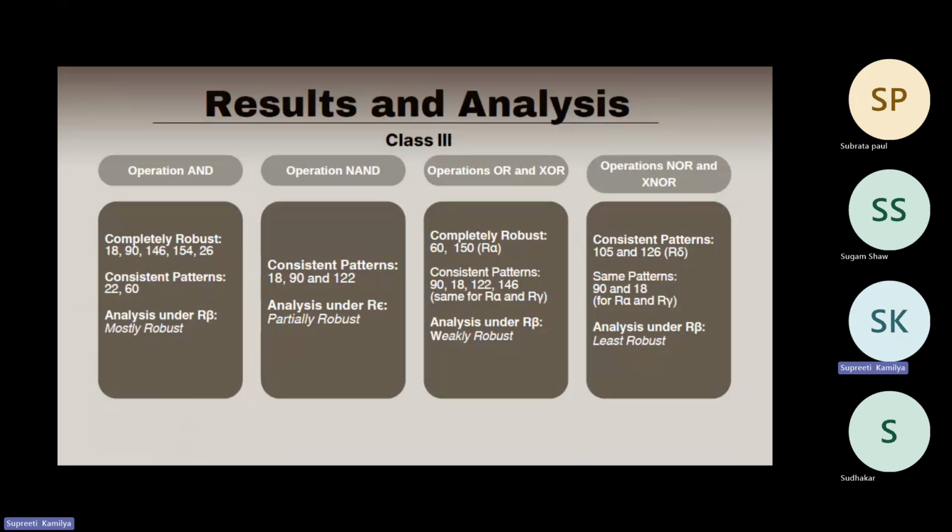And for operations NOR and XNOR, there are 105 and 126 for consistent patterns, and there are 19 and 18, which have exactly the same patterns for both of them. And this rule seems to be least robust as it gets more affected by the operations.